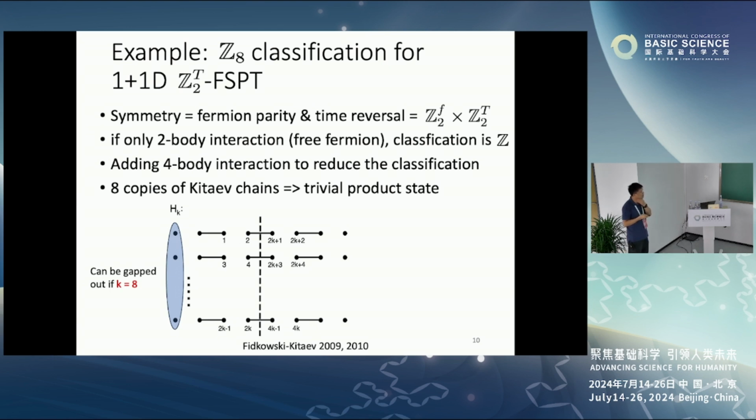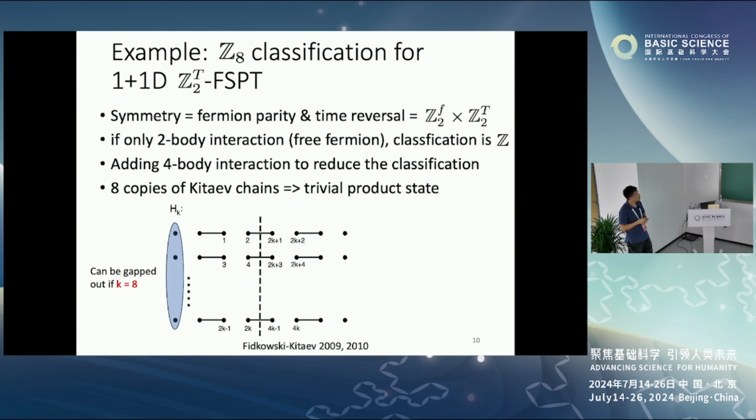For this Kitaev chain, we can stack as many copies as we like. You can add an arbitrary number of Kitaev chains together, and you can add arbitrary two-body interaction, and you will find that it is always stable. So you can stack n layers of Kitaev chain, and they are stable. Therefore the classification is Z.